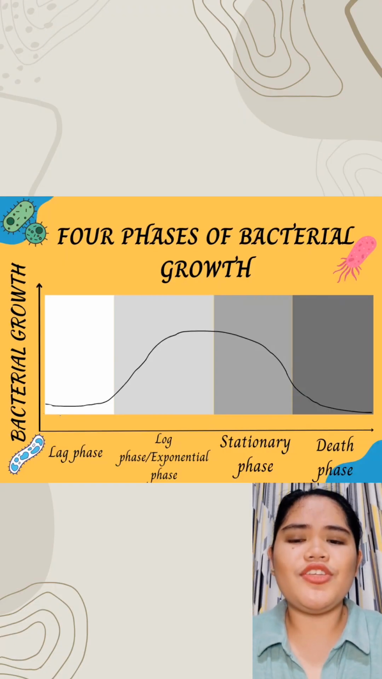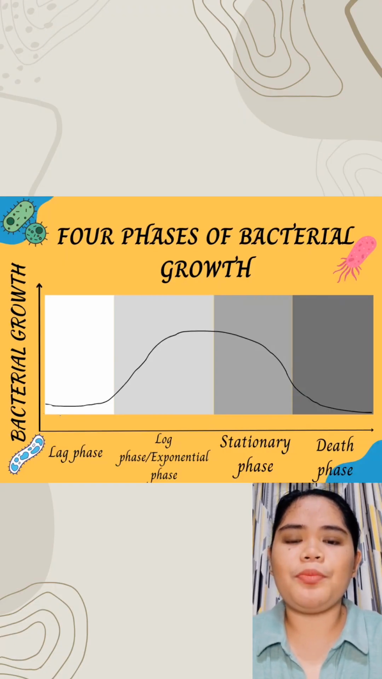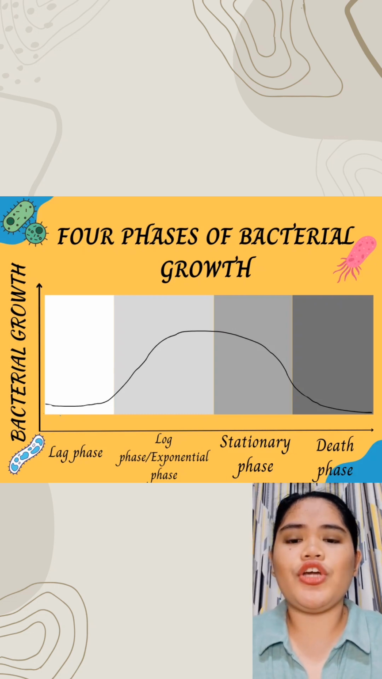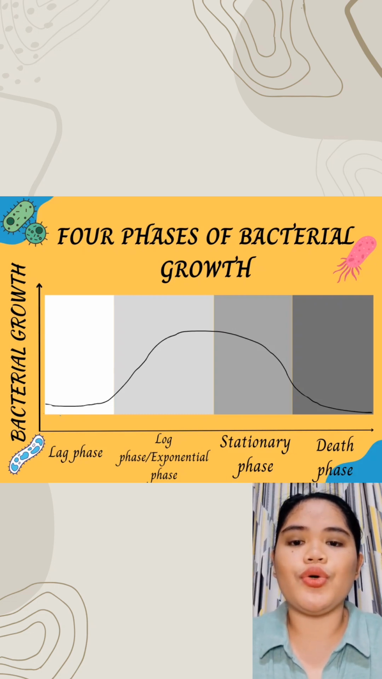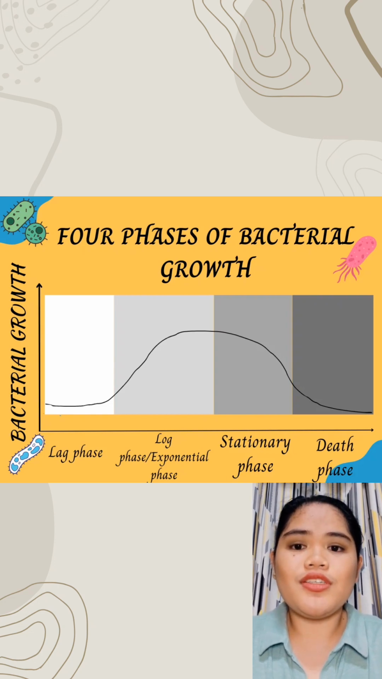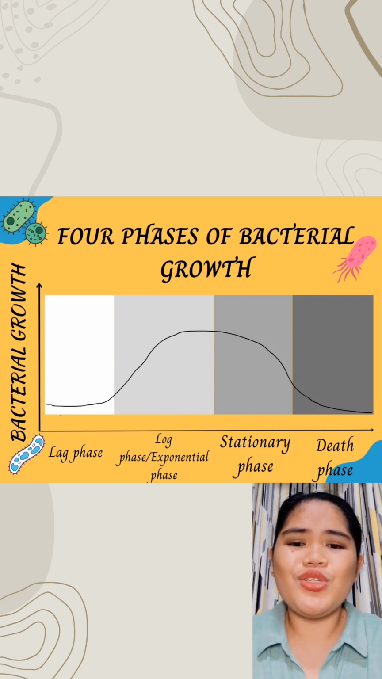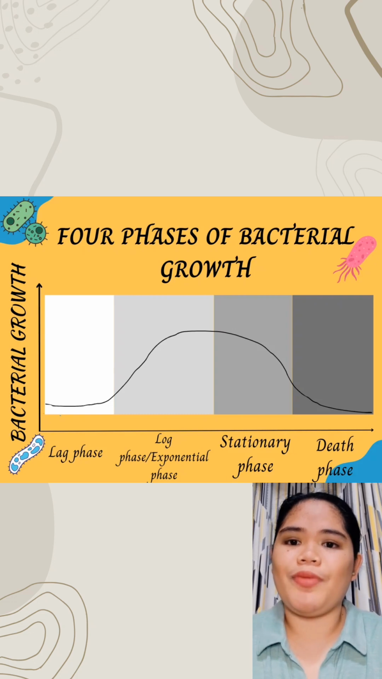As you can see in the graph, the line in the lag phase is in a low position, indicating that there are still no bacteria that grow, and that's because the bacteria haven't matured yet and are in the process of adapting to the condition of their environment. So there is no movement of bacteria in this phase.